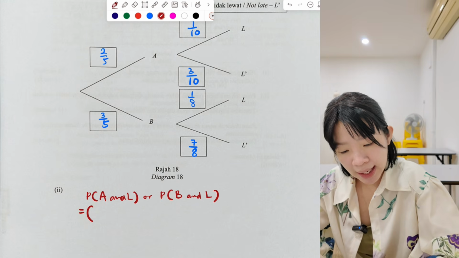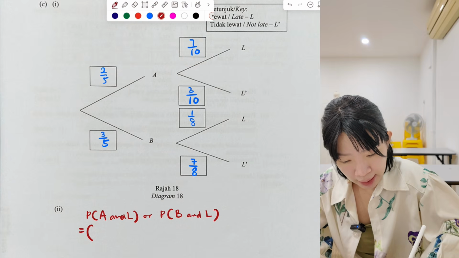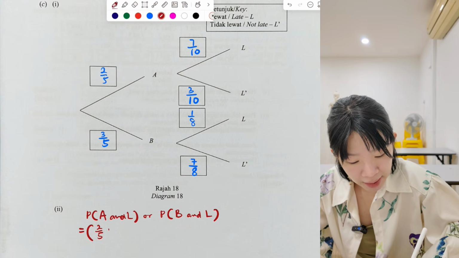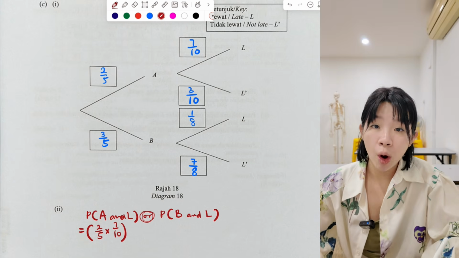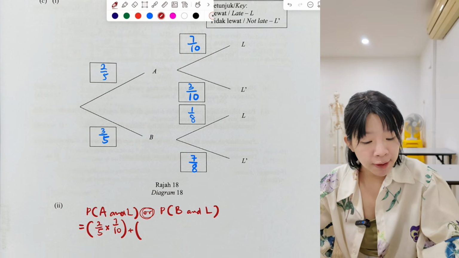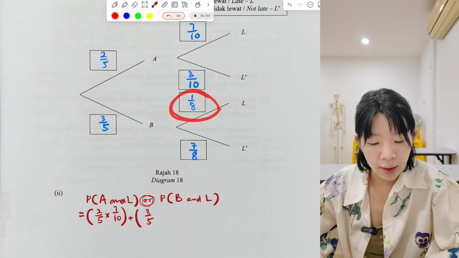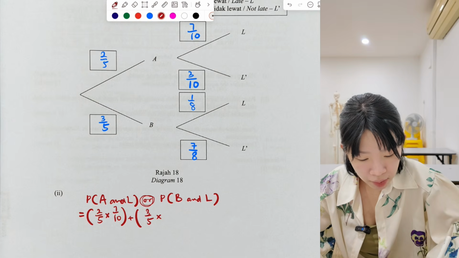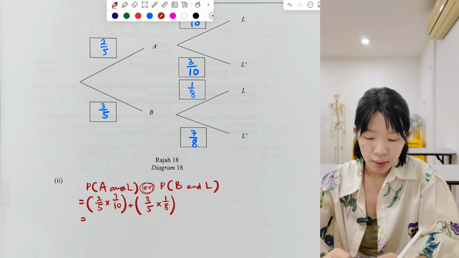Bus A is 2/5, late is 7/10. When you see 'and', it means times: 2/5 times 7/10. Then 'or' means plus. What if she takes bus B? Bus B is 3/5. So what is the probability of being late for school? 1/8. So 3/5 times 1/8, then add together.